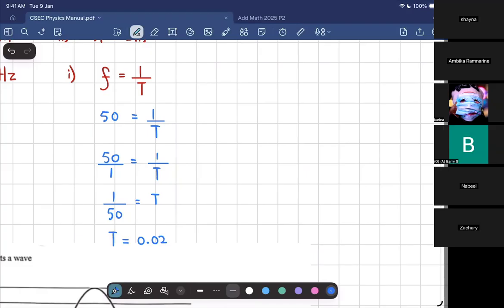Right, so period is simply the time it takes for one oscillation. So if we're talking about time, the units are going to be seconds. So it takes 0.02 seconds for one oscillation. That is the period.